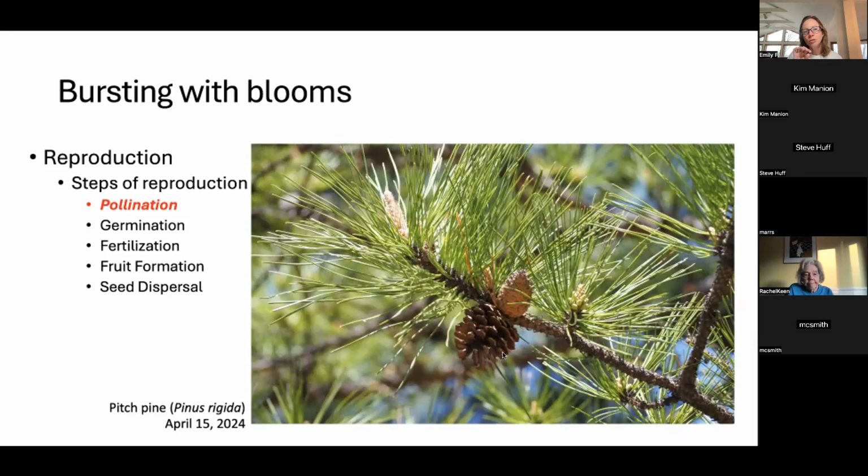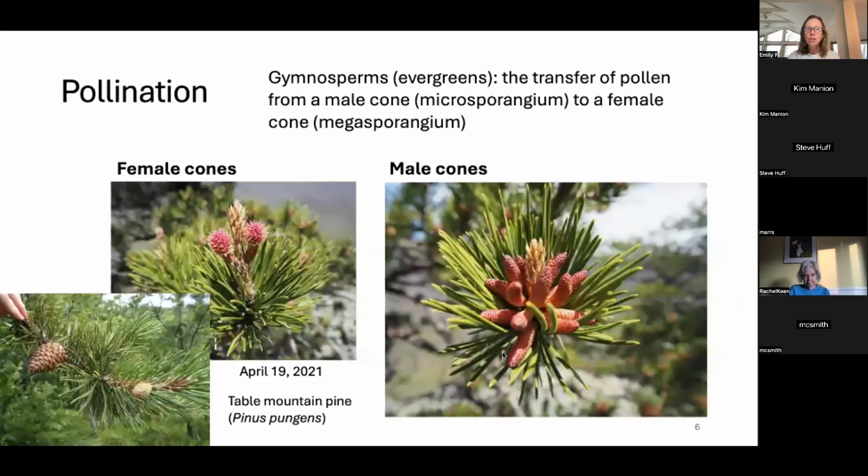I wanted to outline all those steps of reproduction, because sometimes we get caught and we don't think about all the pieces that are involved in this process, which is why it was important to mention that. So pollination for gymnosperms, which are our evergreens and our pines, mostly our pines, the transfer of pollen is from a male cone to a female cone.